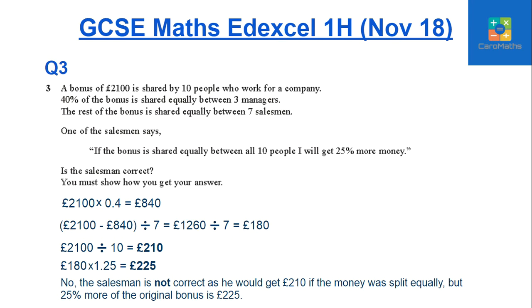And the examiner's report noted that the most common error is that students find 25% of 210 instead of 25% of 180. But remember that he says I will get 25% more money of what he's currently getting, and he's currently getting £180. That's why we work out 25% more money of £180, not the 210.